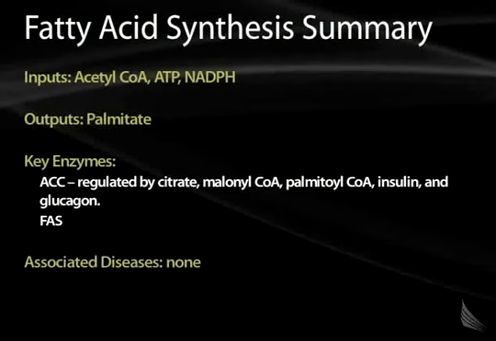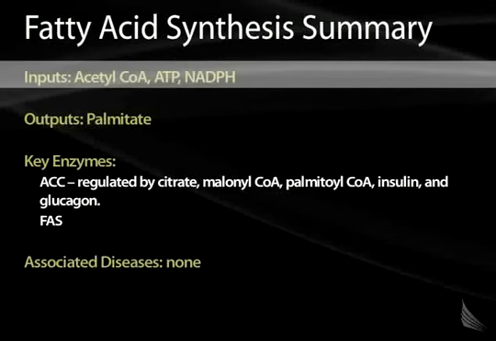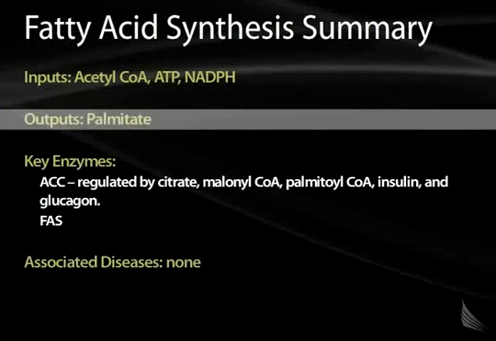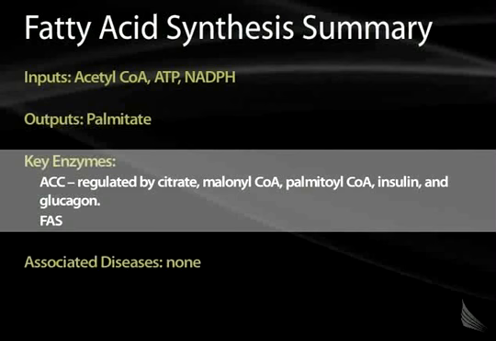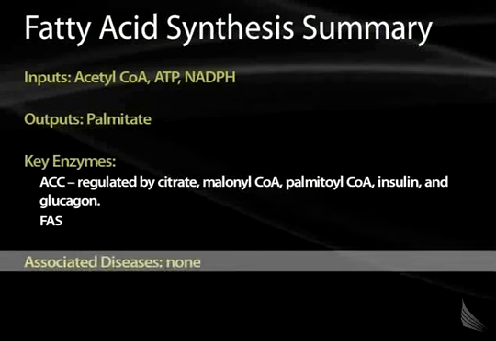Here's a summary of fatty acid synthesis. The inputs of fatty acid synthesis are acetyl-CoA, ATP, and NADPH. The output is palmitate. The key enzymes are acetyl-CoA carboxylase, or ACC, which is regulated by citrate, malonyl-CoA, palmityl-CoA, insulin, and glucagon, and fatty acid synthase. There are no associated diseases that we'll talk about with fatty acid synthesis.